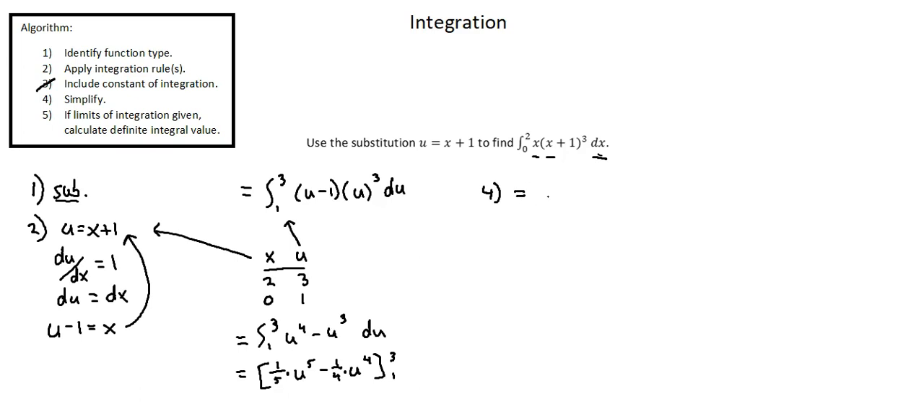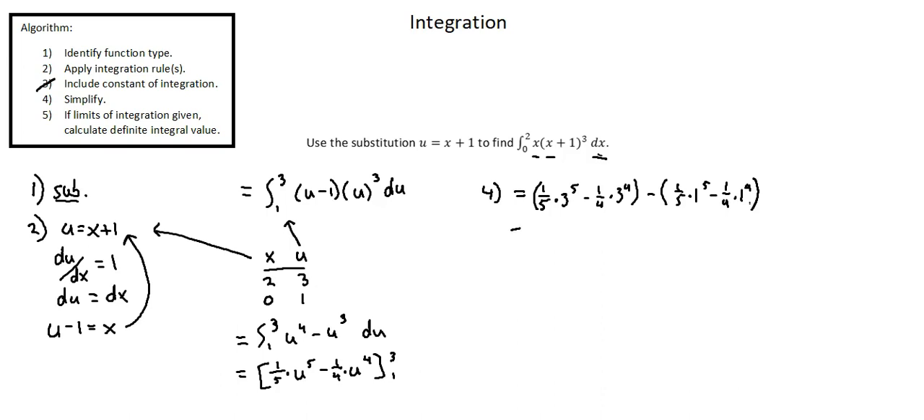We'll start with an input of 3. 1 over 5 times 3 to the power of 5 minus 1 over 4 times 3 to the power of 4, minus, in brackets, 1 over 5 times 1 to the power of 5 minus 1 over 4 times 1 to the power of 4. The first set of brackets I'm using is optional, but the second set is critical because I need to be sure to distribute the negative in front of that second set of brackets.